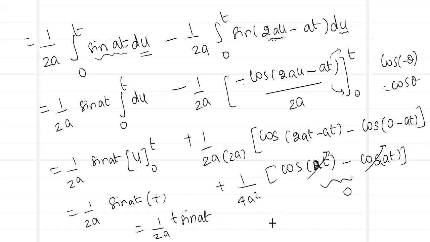Therefore, by the theorem of convolution, we have found the inverse Laplace of the function 1 divided by (s square plus a square) the whole square as 1 divided by 2a into t sine a t. So this will be our final answer.